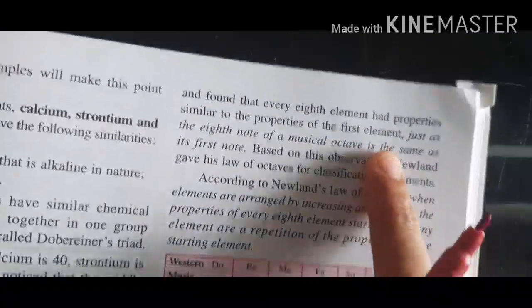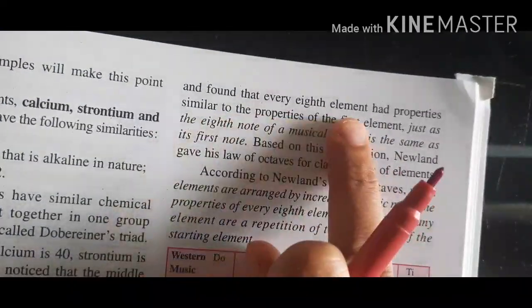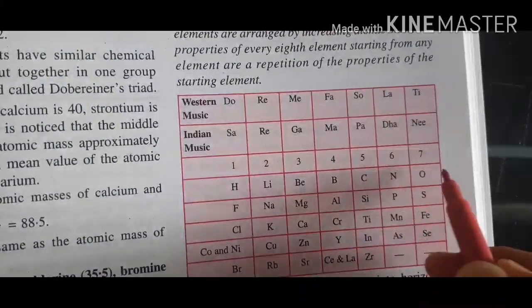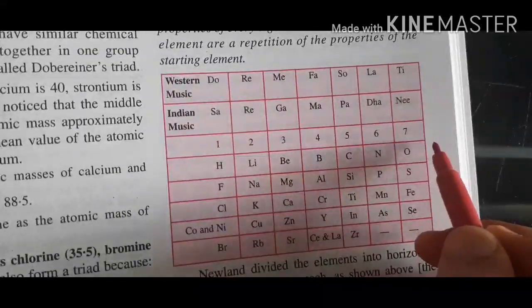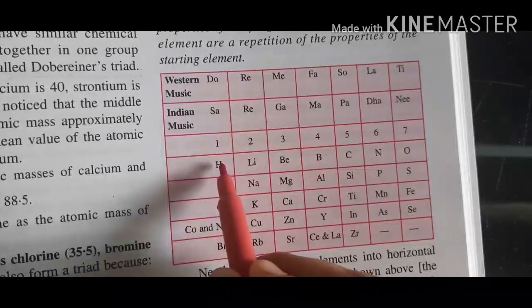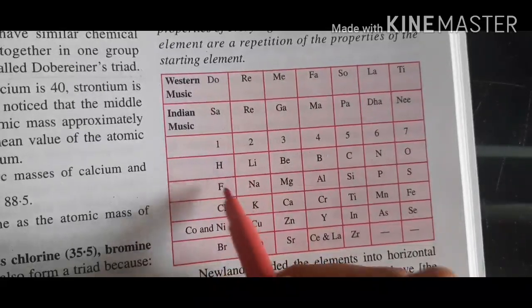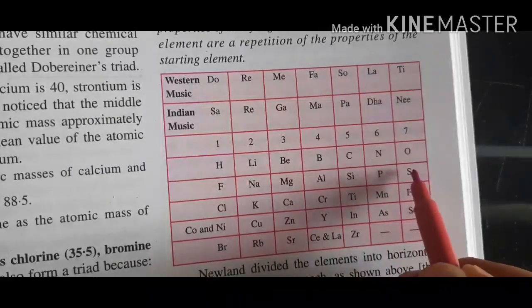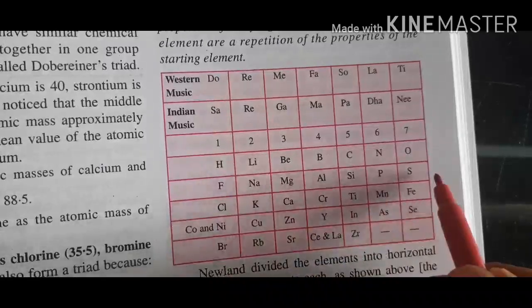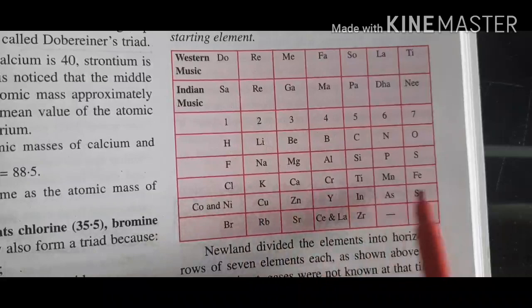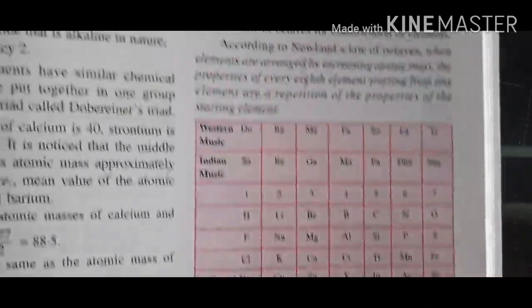The 8th element had a property similar to the property of the first element, which means that after oxygen, fluorine will come, and he put fluorine below hydrogen, because fluorine's characteristic is matched with hydrogen. Then one more time in increasing order, after sulfur, the next element, chlorine, he put below the first. In the same way he put all the elements.